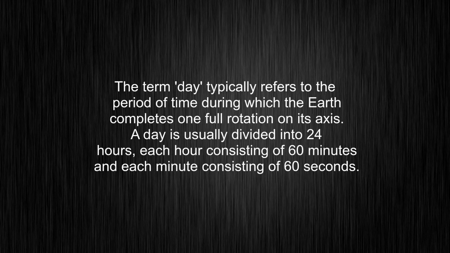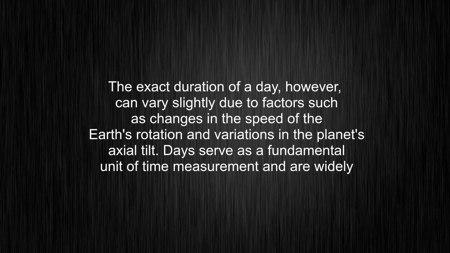The term day typically refers to the period of time during which the Earth completes one full rotation on its axis. A day is usually divided into 24 hours, each hour consisting of 60 minutes and each minute consisting of 60 seconds. The exact duration of a day, however, can vary slightly due to factors such as changes in the speed of the Earth's rotation and variations in the planet's axial tilt.